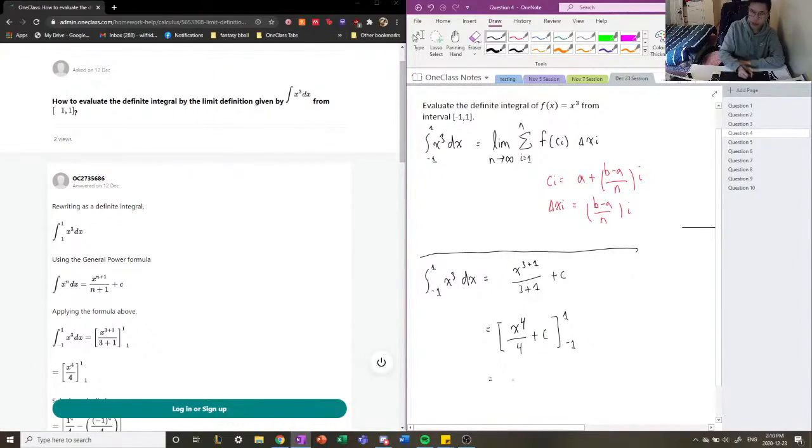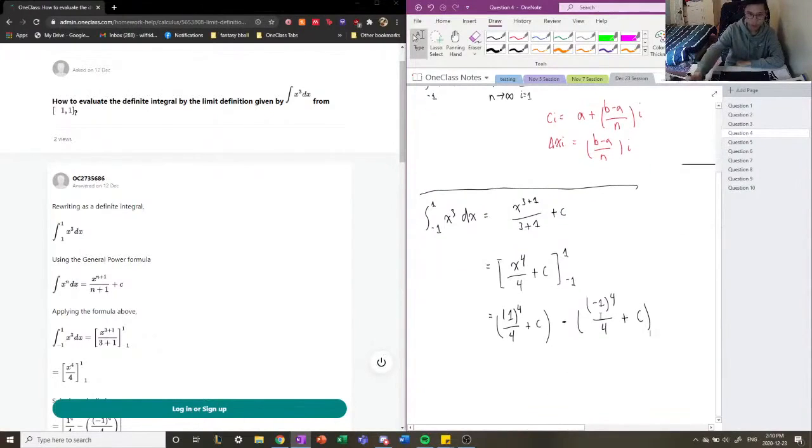And if we were to calculate this, we would plug 1 in here and subtract x to the power of 4 at -1, okay? So we would have 1 to the power of 4 divided by 4 plus c, minus -1 to the power of 4 divided by 4 plus c. Okay.